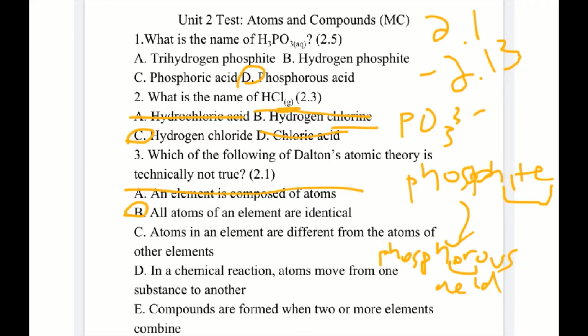And note that for the other 3, they are just the other points of Dalton's atomic theory that are true. So atoms in an element are different from the atoms of another element. That is true. In a chemical reaction, atoms move from one substance to another. That's true. And compounds are formed when 2 or more elements combine. That is true. So B is our answer. Let's move on to the next question.